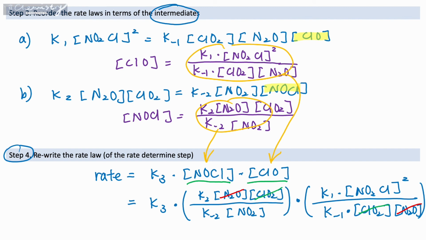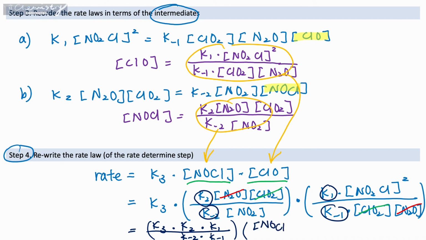So all we have left is to rewrite this whole thing. Let's rewrite this. So we have K3 multiplied by K2 multiplied by K1 divided by K negative 2 multiplied by K negative 1. So this is all the K's that we have. And then we have NO2Cl divided by the NO2. And this NO2Cl is to the second power.